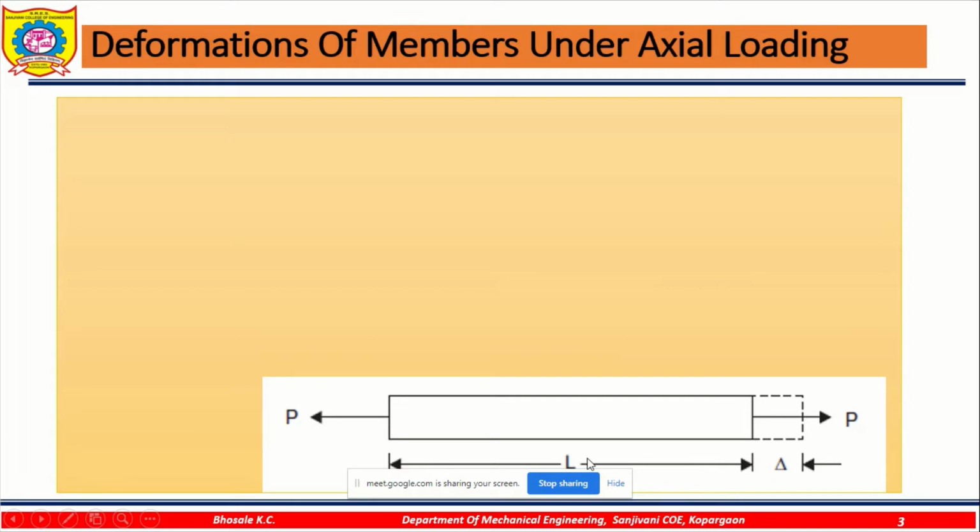So when we apply the tensile load, there is a change in length, an elongation of the rod. This dash dotted line is showing the elongation. So this is the delta L, the change in length of that rod. Now today we have to find out how we can find out the delta L.